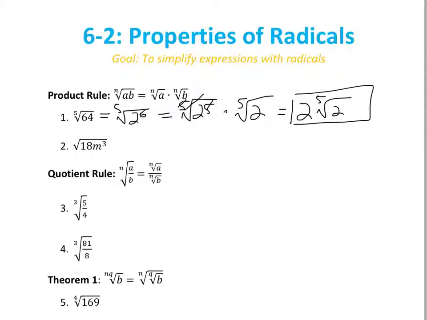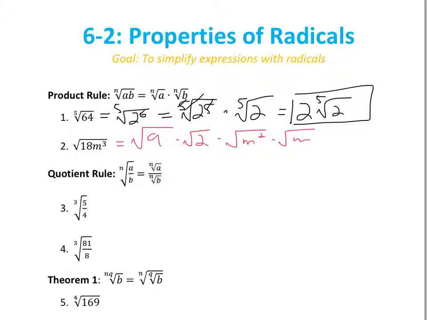All right, an easier one, number 2, because we have a square root. We take the square root of 18, which breaks down to the square root of 9 times the square root of 2. And the square root of m cubed can break down to the square root of m squared times the square root of m. So we've got a couple perfect squares in here that we know.